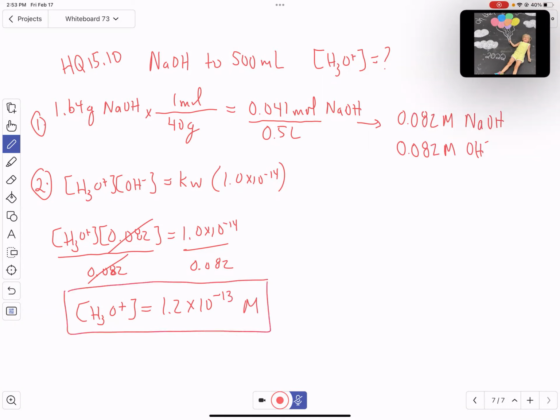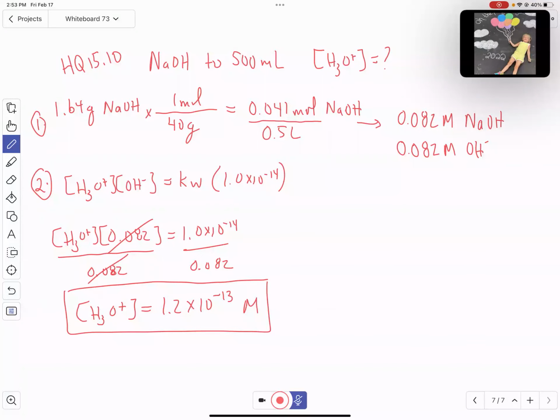So again, we were given mass, we had to find moles, and then we were given volume. We had to turn moles into molarity. Because we knew this was a strong base, we can take that molarity right away and use that as our hydroxide concentration to find the hydronium concentration in that solution.